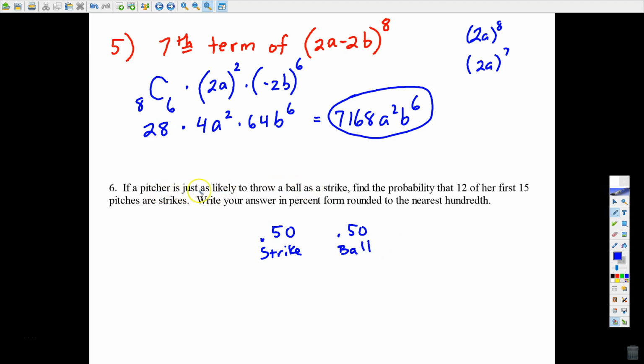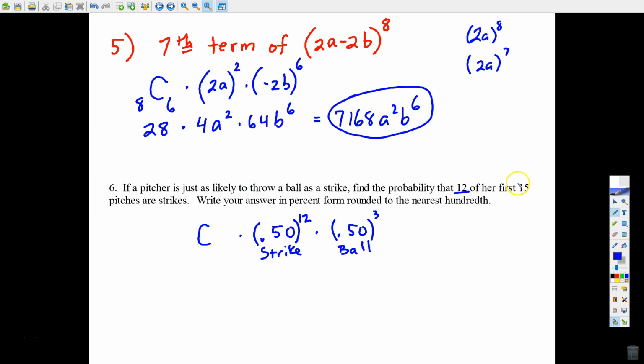Okay, we've taken care really of what this first phrase tells us. Now find the probability that 12 of her first 15 pitches are strikes. Well, I'm just going to go to the strike probability and raise it to the 12th power. And if 15 pitches are thrown and 12 of them are strikes, that means 3 of them have to be balls. Now we're about to multiply all this together with our calculator, but remember, this is one of the terms of a binomial theorem expansion, so we always need a combination factor.